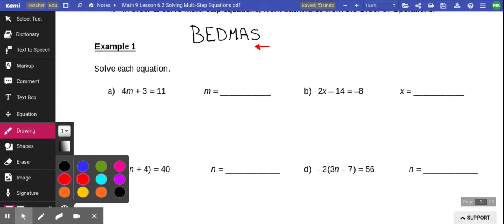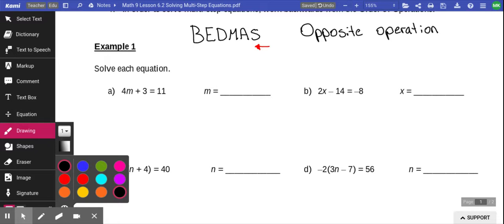The other thing that we need to remember is something called opposite operations. An operation is like addition, so the opposite operation of addition would be subtraction. To be able to solve or isolate something, we have to know what the opposites of things are. The opposite of addition is subtraction. Opposite of subtraction is addition. The opposite of multiplication is division. The opposite of division is multiplication.